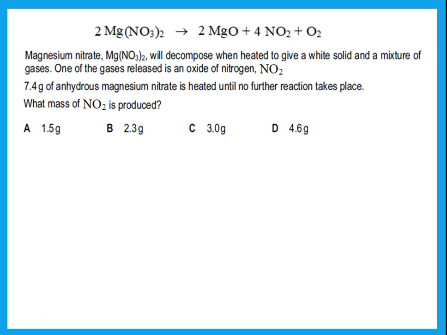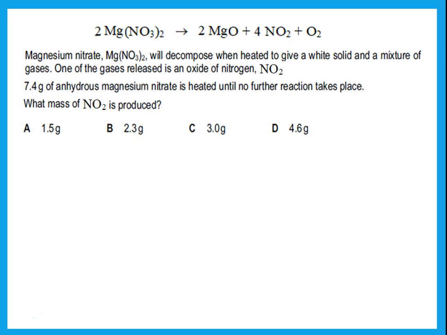Okay, now this is a similar reaction to the other one: magnesium nitrate to give magnesium oxide, nitrogen dioxide, and oxygen. And he says magnesium nitrate will decompose when heated to give a white solid. So which of these is the white solid? It's the magnesium oxide. And a mixture of gases, we said NO2 and O2 are gases. Now one of the gases released is an oxide of nitrogen, so he's talking about the NO2. Now 7.4 grams of anhydrous magnesium nitrate is heated. What mass of NO2 is produced?